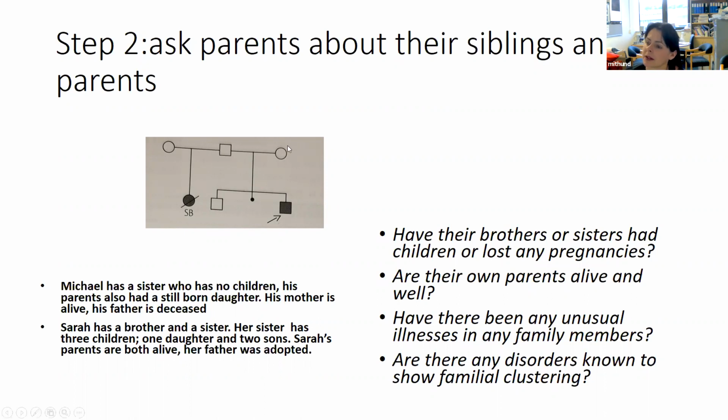In terms of Sarah, she has a brother and a sister. Her sister has 3 children, 1 daughter and 2 sons. So you can do that lazy notation for the boys if you want. You can do a square with a number 2 in it. And Sarah's parents are both alive, and her father was adopted. So we're just trying to give you as many different variables as we can for this one.